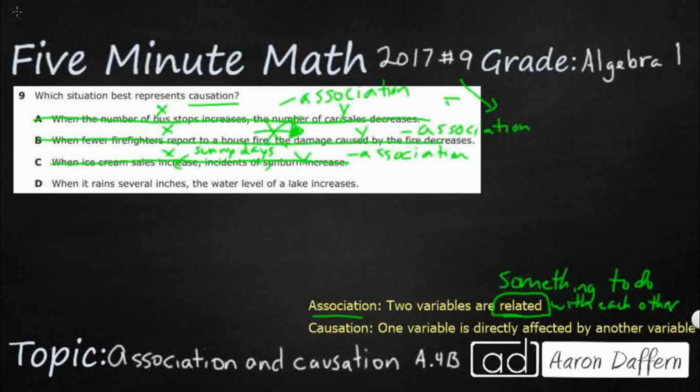When it rains several inches, the water level of a lake increases. Well, it's definitely an association. I see how when there's more rain, the water level increases. Can we say it's causation? Does raining directly increase the water level of a lake? Well, yeah. That's how the water level of a lake increases, through rainfall. It's not through a giant hose that someone puts out there. So yeah, it's both association and causation. My answer is D.